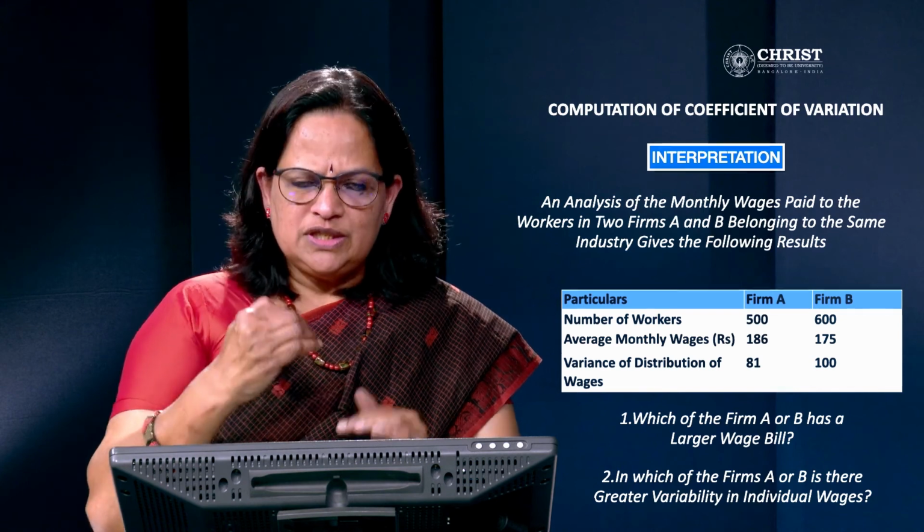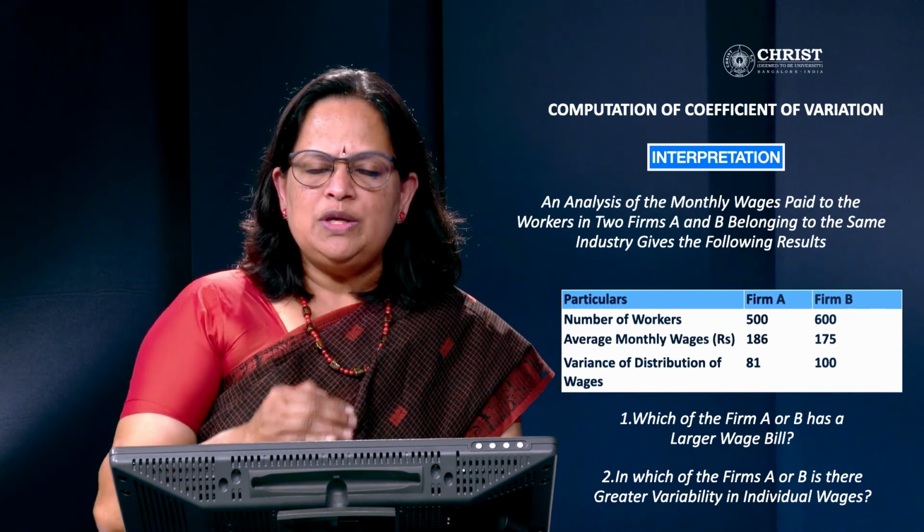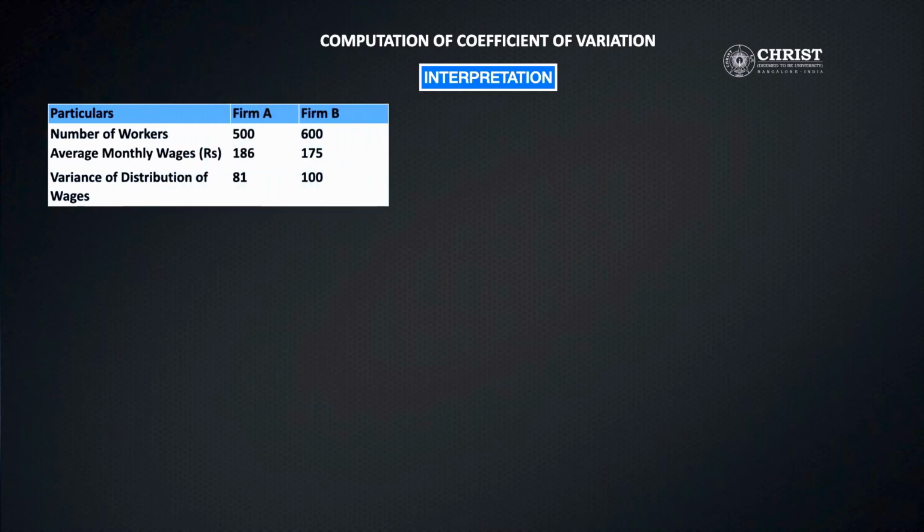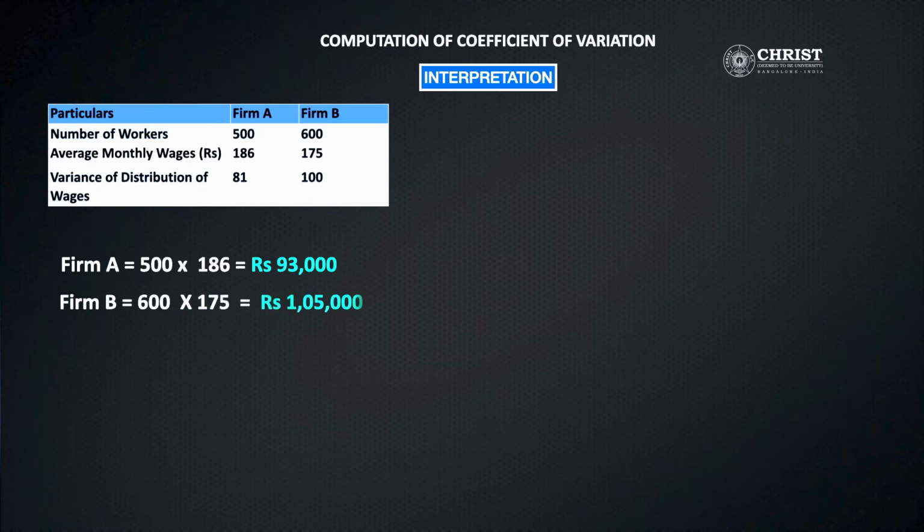Now for the first question, we have to calculate the wage bill of the firm. We can compute it using the equation: number of workers into average monthly wages. For firm A it is 500 into 186, that is rupees 93,000. For firm B, 600 into 175, that is rupees 1,05,000. So firm B has a larger wage bill, because firm B's bill is 1,05,000, whereas firm A's is only 93,000.